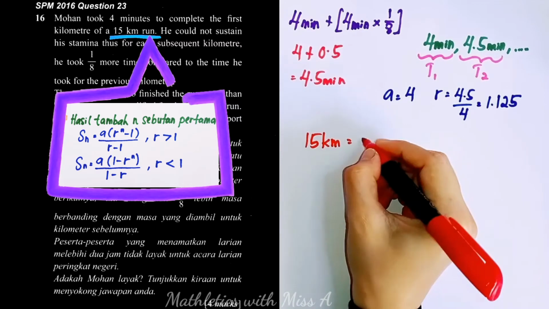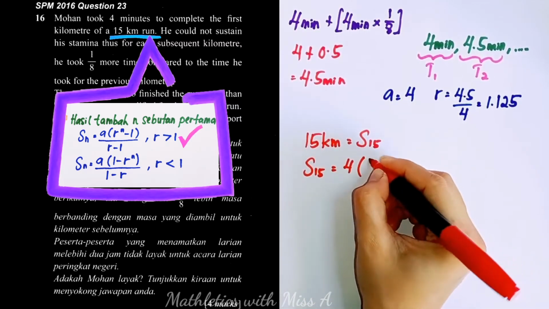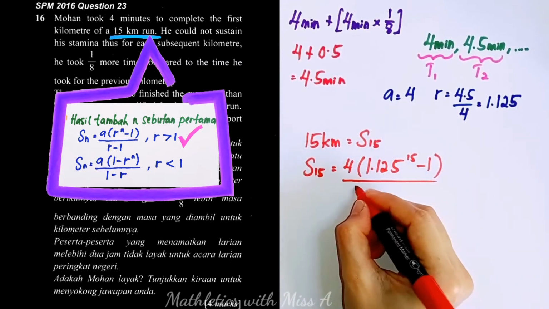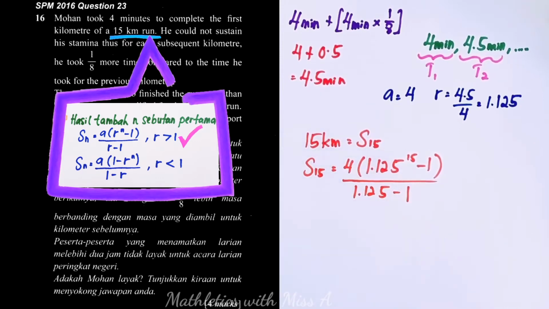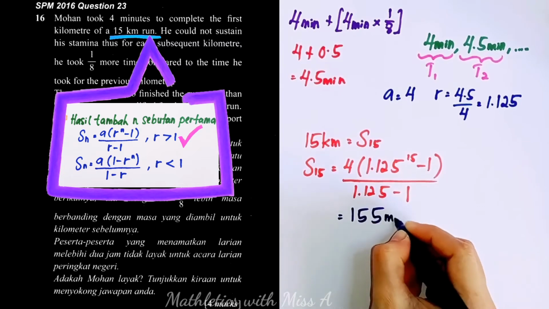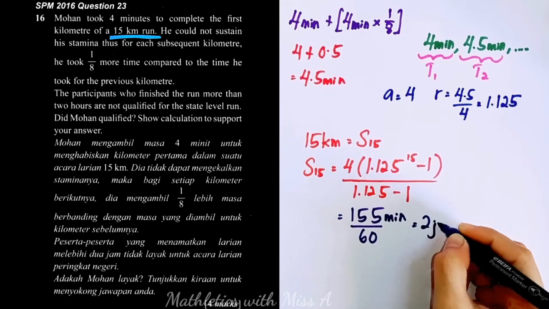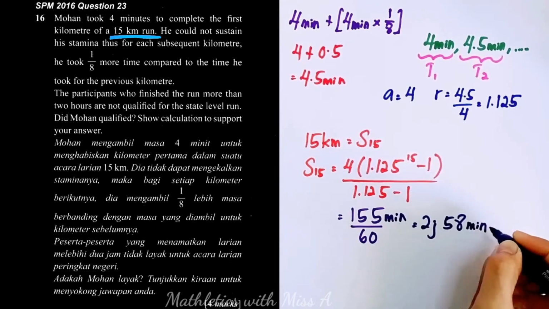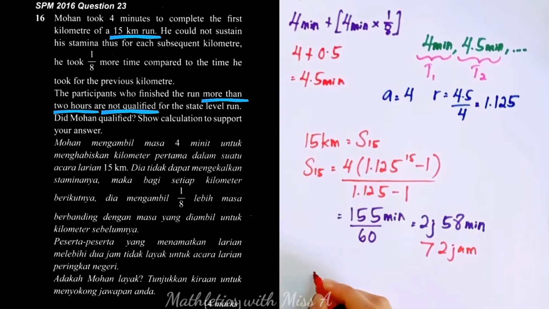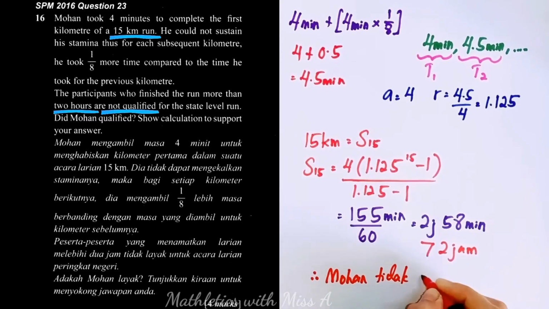So 15 kilometers equals S15. So by using the formula Sn, n equals 15, substitute the values into the formula. So S15 equals 155 minutes, over 60. So 2 hours and 58 minutes. That is more than 2 hours. So Mohan is not qualified for the state level run.